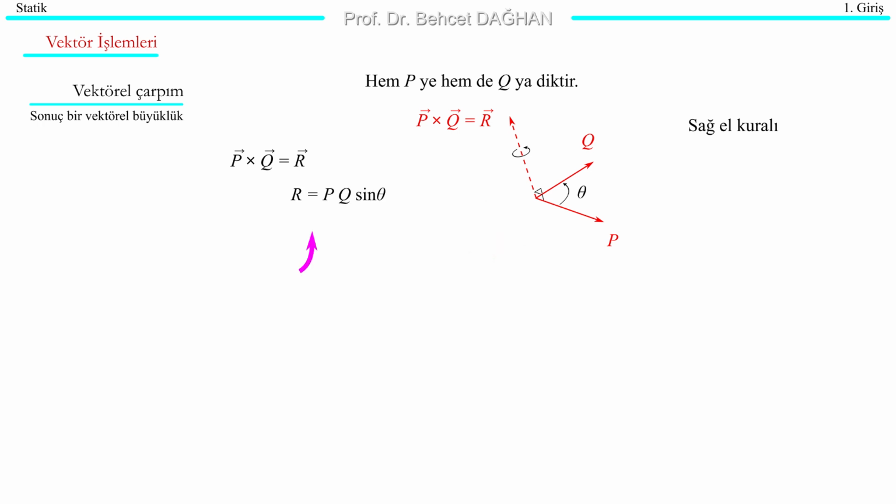The magnitude of this vector quantity is equal to p times q times sine theta. It is equal to the product of the magnitudes of p and q and the sine of the angle between them.